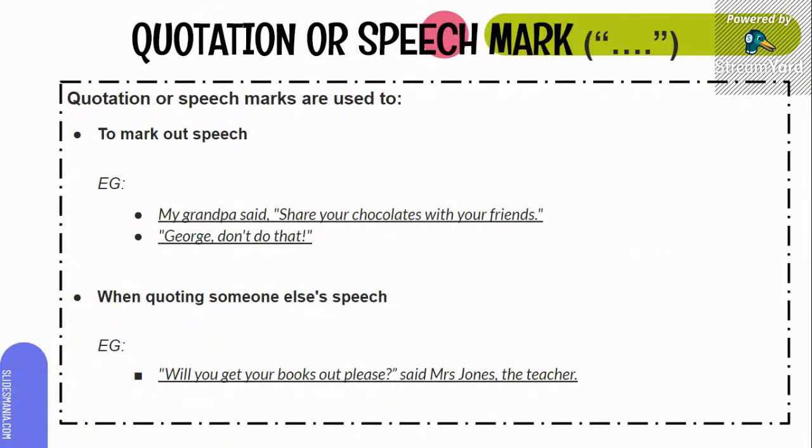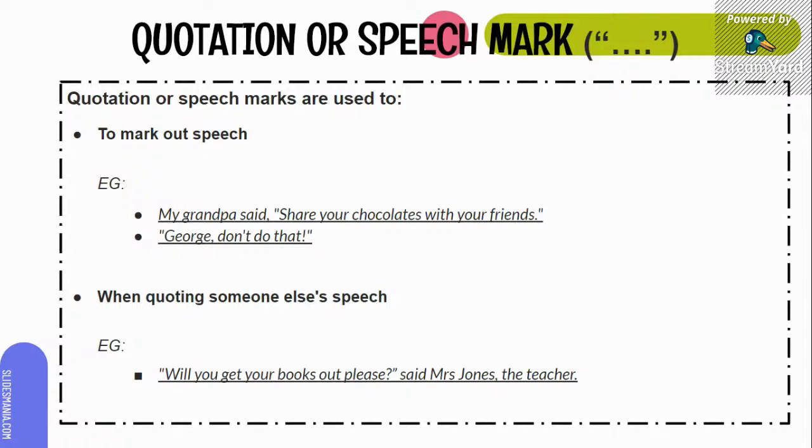Next one would be quotation marks or speech marks. To mark out speech: my grandpa said, "Share your chocolates with your friends. George, don't do that." So when you're trying to put verbally spoken words into sentences, you'll be using your speech marks. It's like two inverted commas before and after the dialogue.